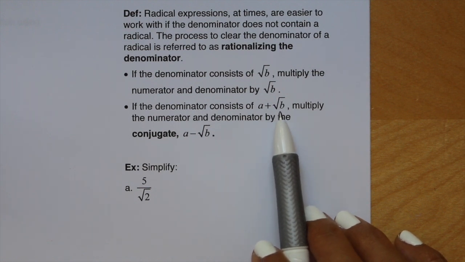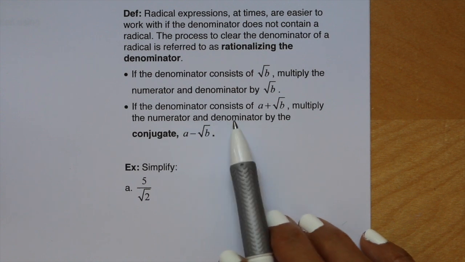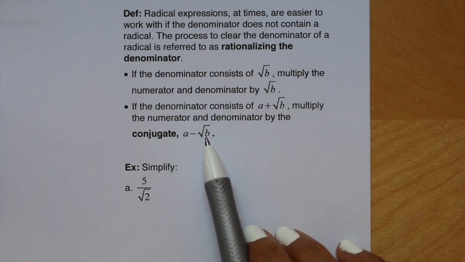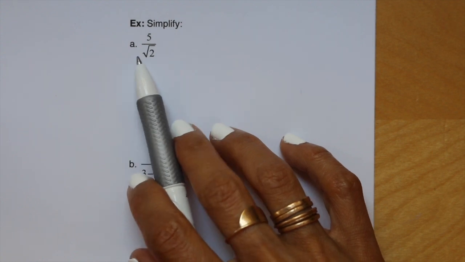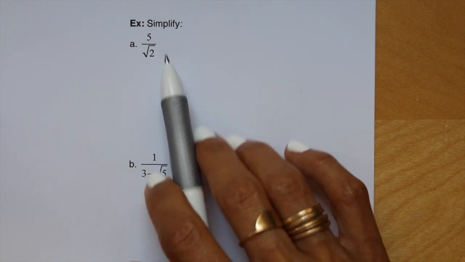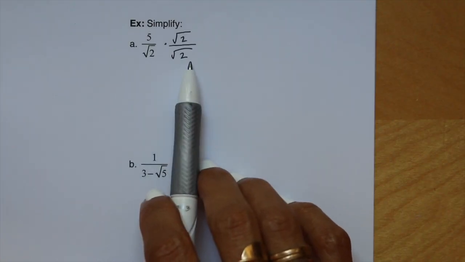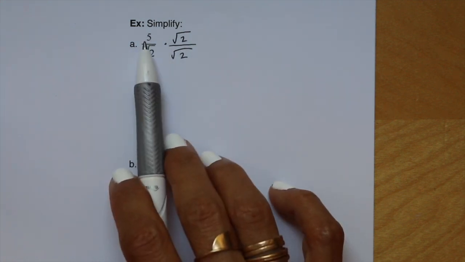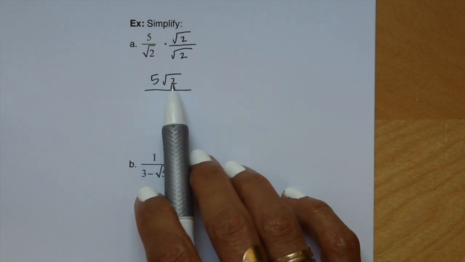In order to rationalize it, we're going to multiply the numerator and denominator by what we call the conjugate, which is a minus square root of b. So for this first example, we have a square root of 2 in the denominator. To rationalize the denominator, we're going to multiply this fraction by root 2 on top and bottom. Now that we're multiplying fractions, we multiply across the top and across the bottom. So when you multiply across the top, you just get 5 root 2.